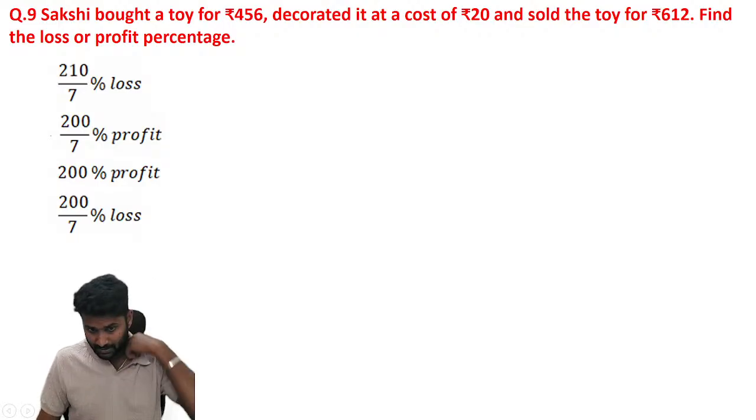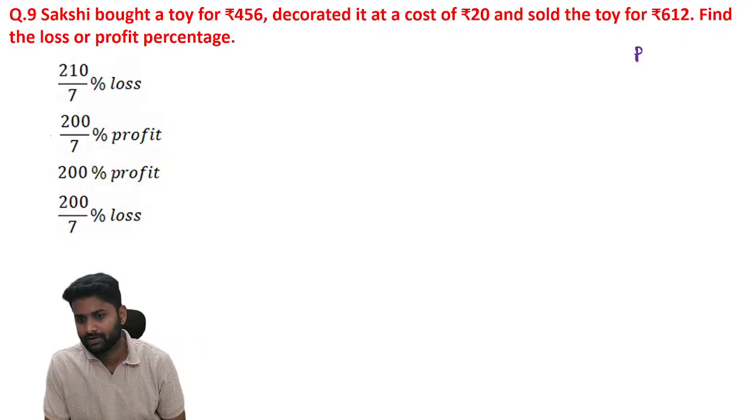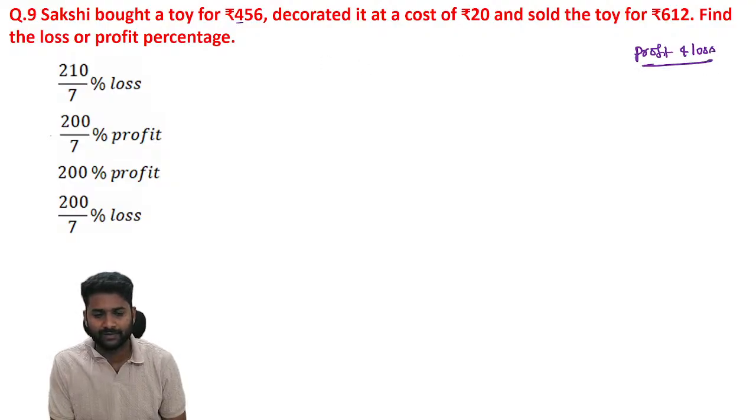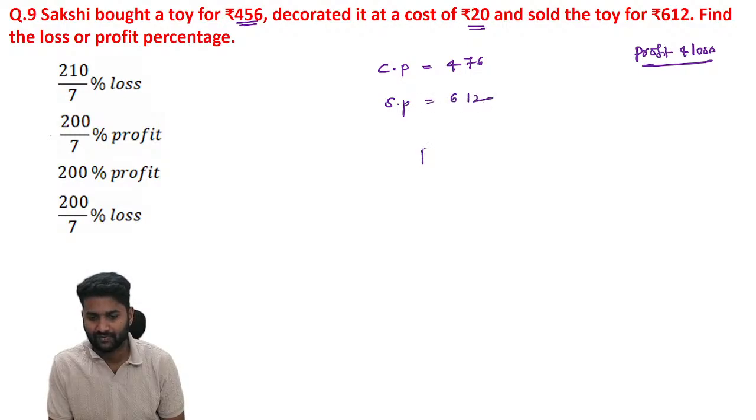See, this is all about the profit and loss concept. A person bought a toy at 456 and decorated it at 20. It's all about the investment. So the cost price of that article is 476 rupees and it was sold at 612 rupees. So definitely the answer is about profit. Just eliminate the loss options.